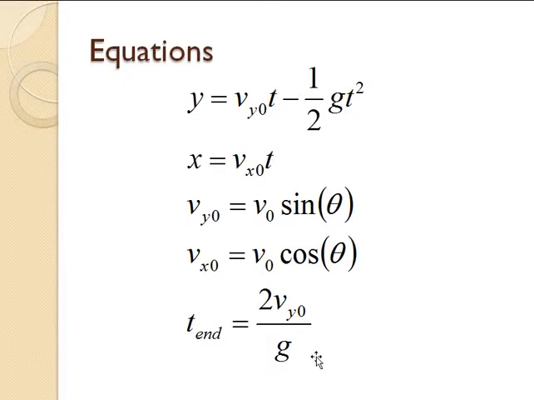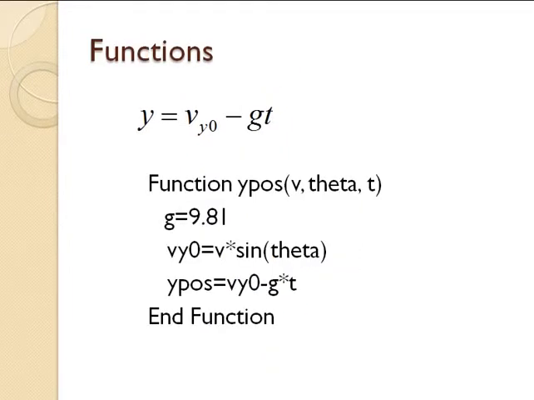And then one thing that's handy to know is if you are throwing it on a level surface, the time it takes to hit the ground is 2 times the initial vertical velocity over the gravitational acceleration. So we can use that to decide how long to do our plot or calculation. So I want to have a function for the x position, the y position, and the time at which it hits the ground.